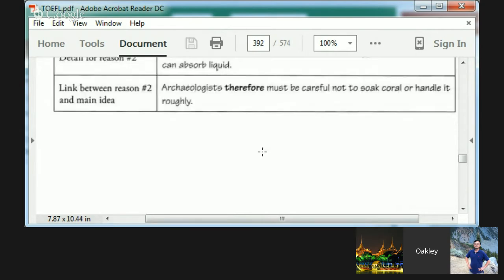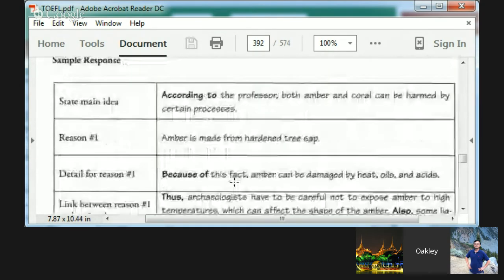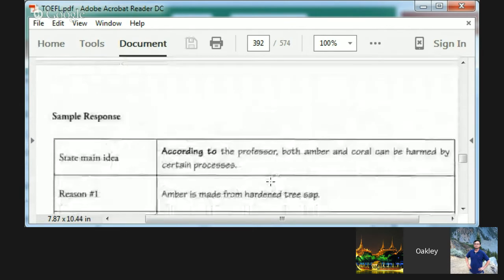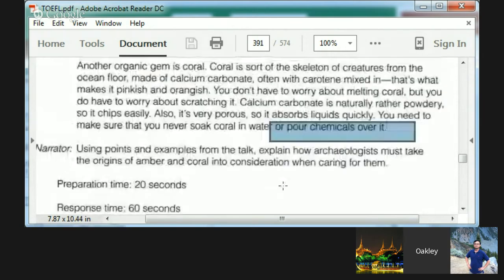Okay. Anyway, that's basically the idea and how it's probably going to sound. Hang on a second. Any questions about this section?